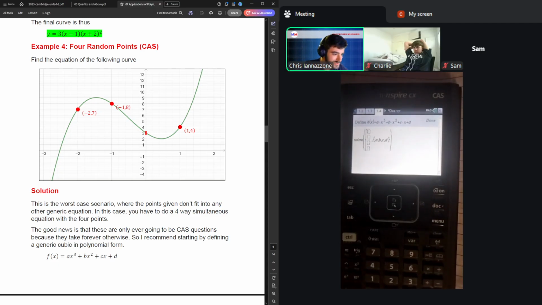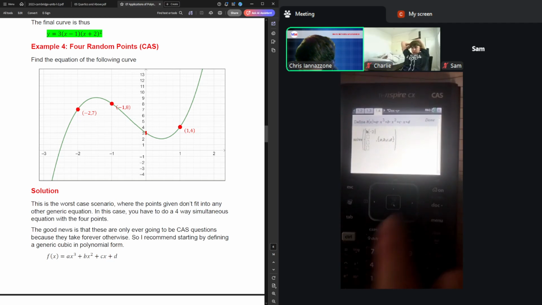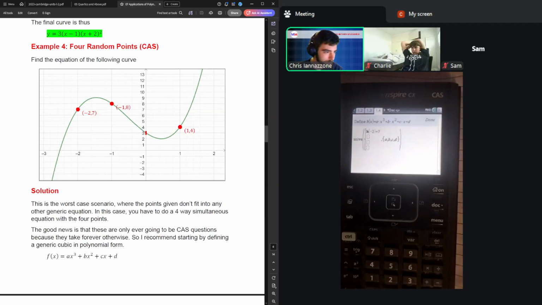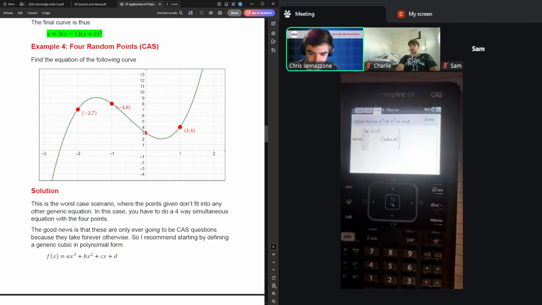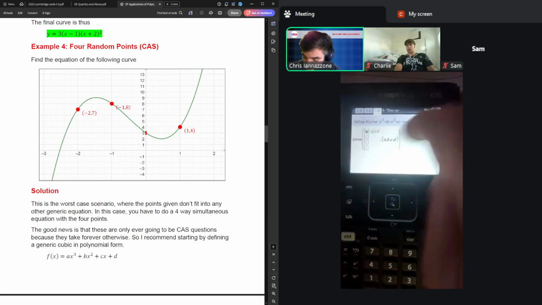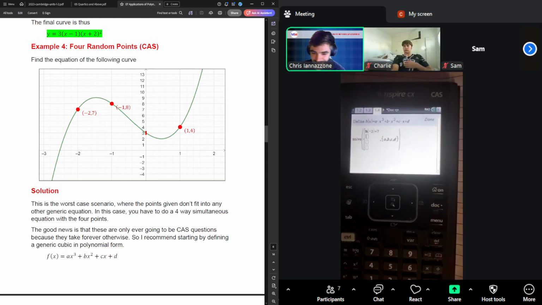We need to translate those into equations. So one of the points we have is -2, 7. Here's what that looks like when you define it beforehand. You just write h of -2 equals 7, versus having to do 7 equals a times -2 cubed plus b times -2 squared plus so on and so forth. You'd have to write out that whole thing 4 times in total. So define it once and then never again.